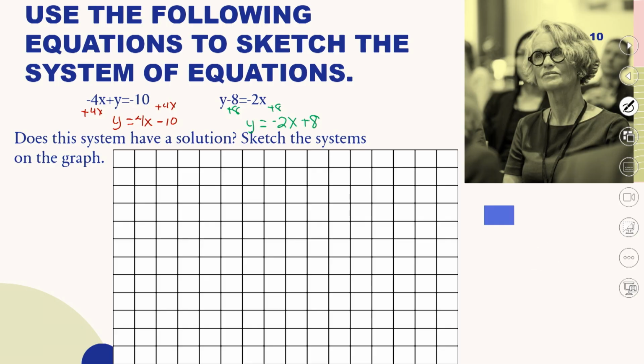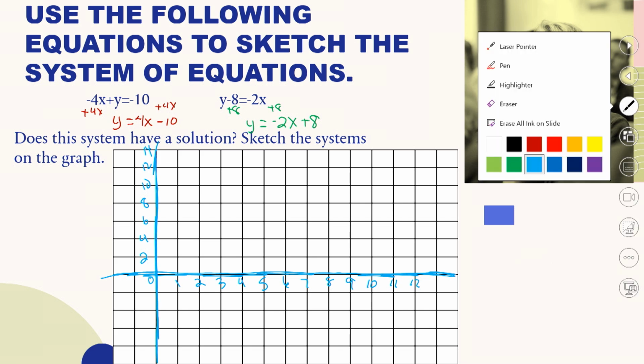So we're going to have our y-axis here, and we're going to have our x-axis here. So I'm going to have 0, 1, 2, 3, 4, 5, 6, 7, 8, 9, 10, 11, 12. Then I'm going to go 2, 4, 6, 8, 10, 12, 14, just so I make sure I have my numbers. So let's graph the red equation first.